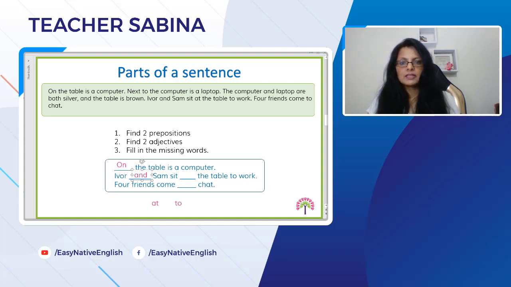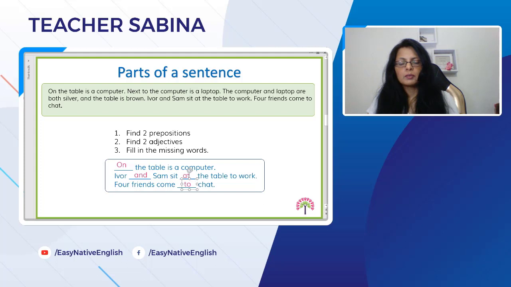Then we have sit something the table to work. Okay. We need a preposition. And the only one that will fit there is "at", because we can't have Sam sit to the table to work. 4 friends come at chat. That wouldn't make sense by putting "at" here and "to" there. So "at" must go sit at the table, which means "to" has to go here, come to chat.